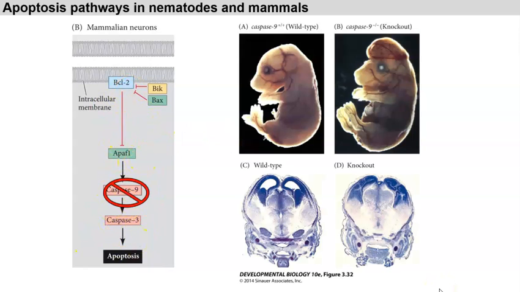An example of the importance of this in development: if you knock out caspase 9, this is the caspase 9 down here, you get abnormal brain development. Sometimes that can change the developmental pattern. You can see this forebrain is much larger in the knockout mouse than it is in the wild type mouse. That leads to developmental abnormalities and problems with that mouse's brain function.